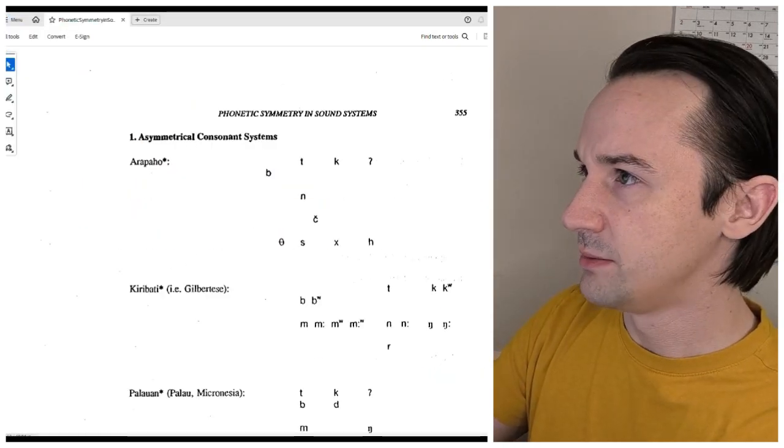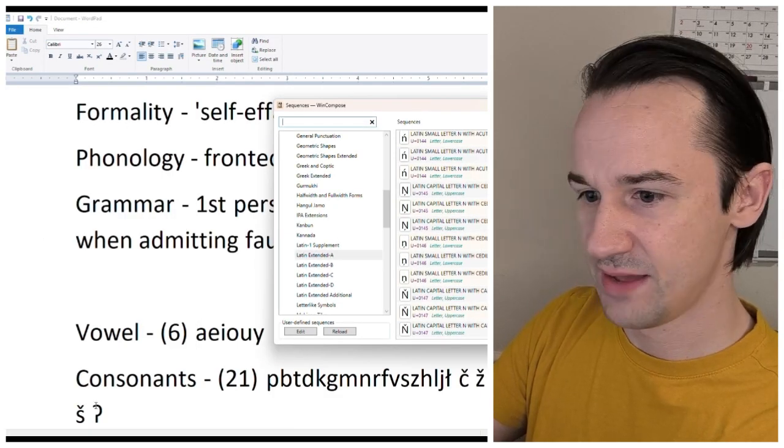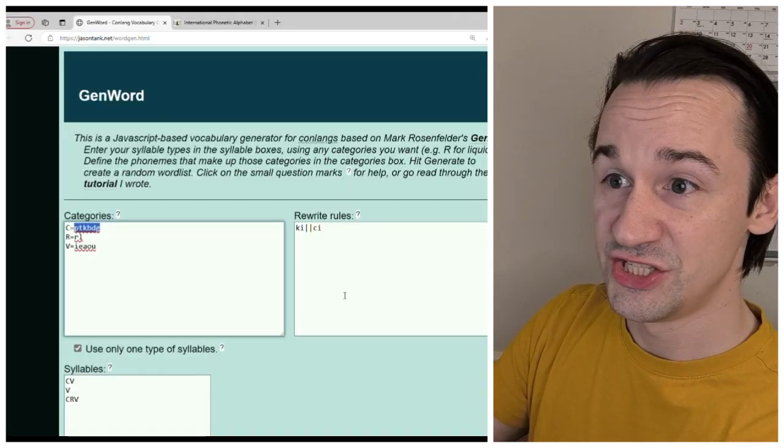So we don't need Jan anymore. I will post a link to that article. We're done with WinCompose because I have everything here I need, and I think I know how to type all the ones there are. So what's left is GenWord.